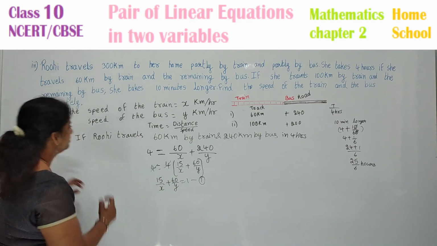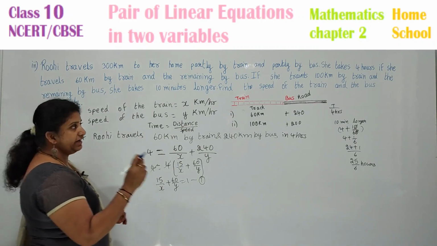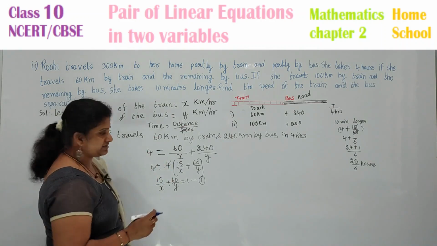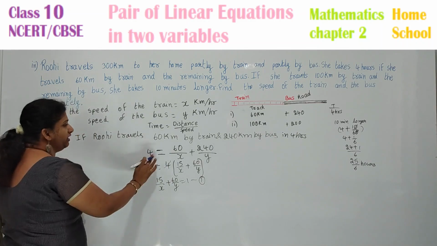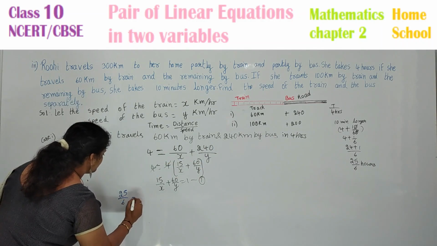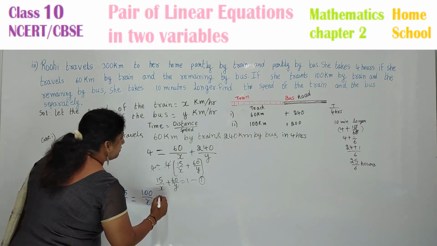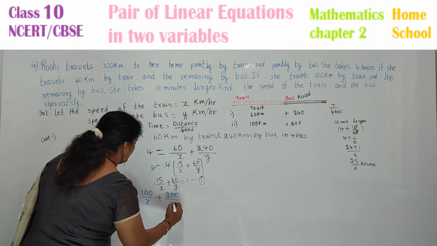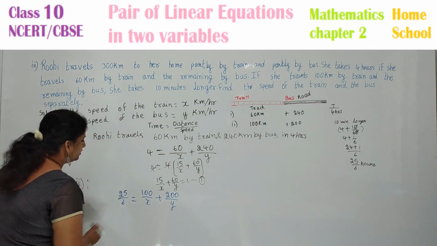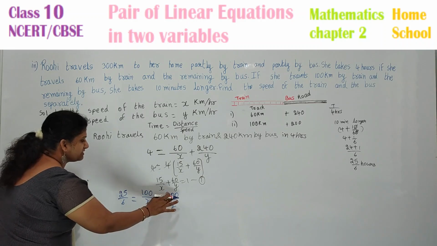Similarly, case 2, children. What is your case 2? 100 kilometers by train and 200 kilometers by bus. She has taken 4 hours 10 minutes. Same, try to frame the equation here. 4 hours 10 minutes means what is the time? 25 by 6 is equal to distance by speed, 100 by x plus 200 by y. Now is there anything common? If you want, you can cancel, children. Let me take here 25: 25 4s and this is 25 8s.